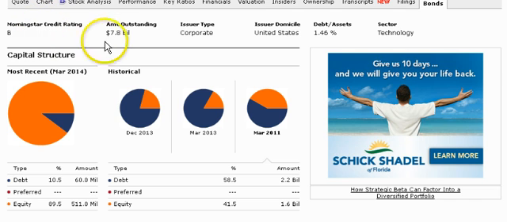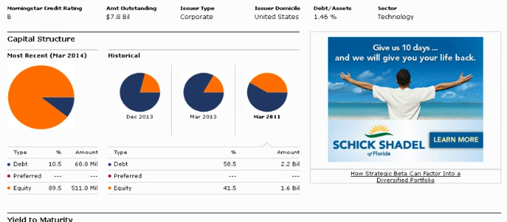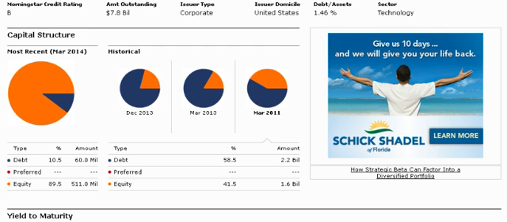Morningstar credit rating is a B. The amount outstanding is $7.8 billion. Technology sector. And this gives a debt to equity ratio right here. So as you can see, debt looks like it's been increasing, and equity has been decreasing.